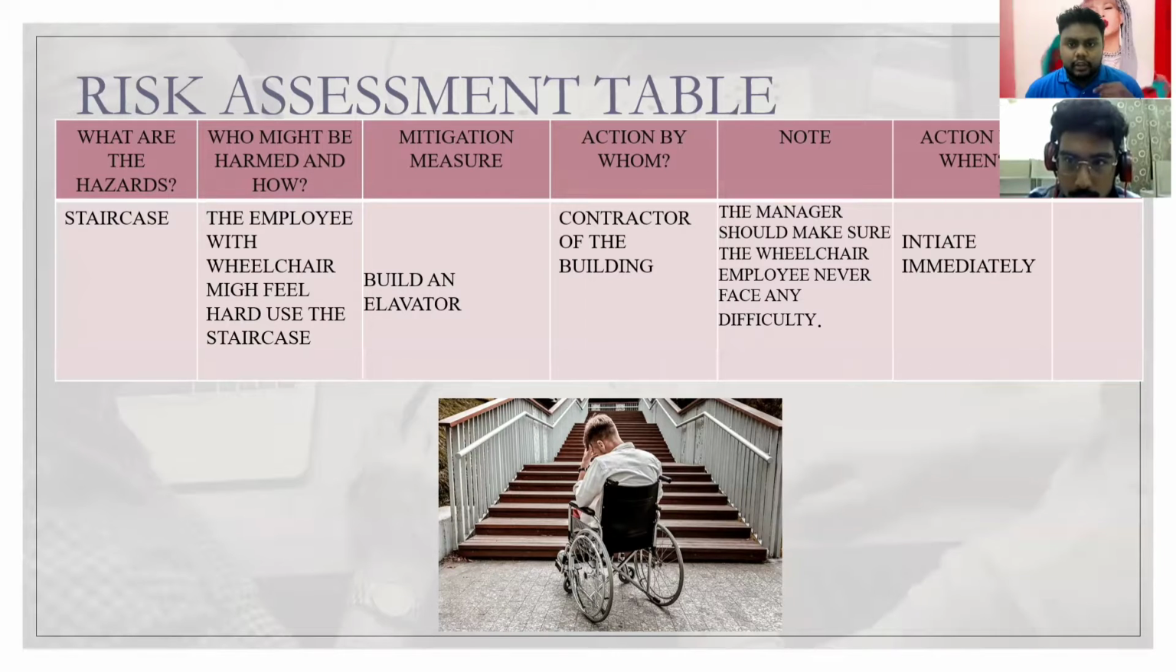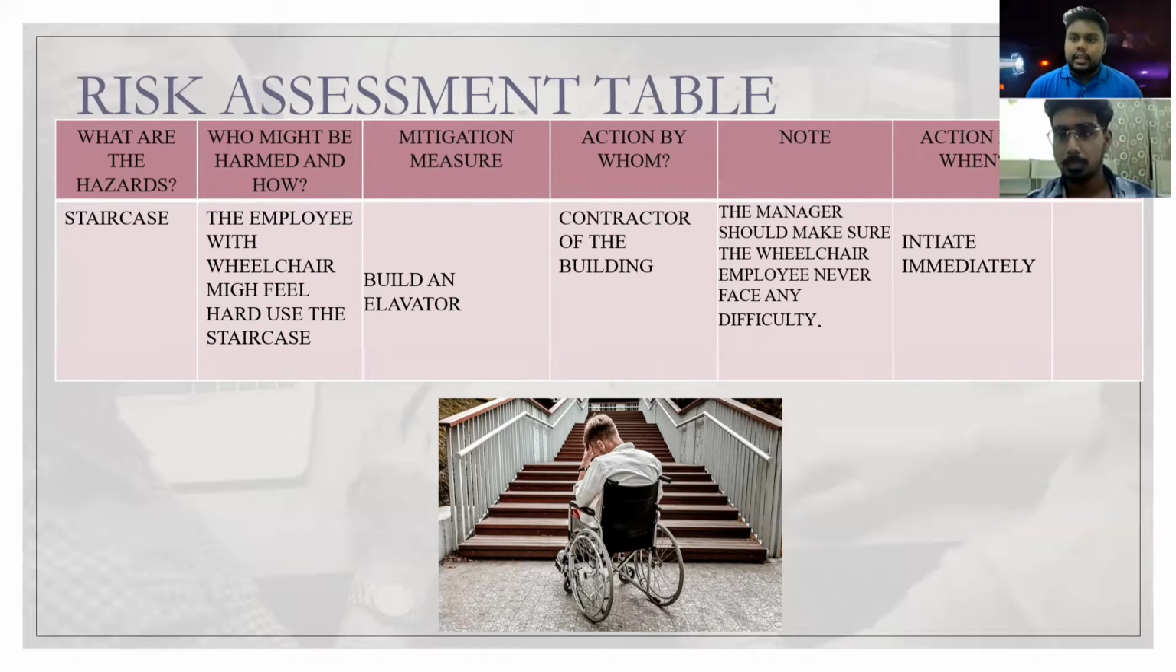For example, if he wants to go to floor number 1, he needs to use the staircase, so it will be hard for him. The mitigation measure is to build an elevator. If we build an elevator, the wheelchair employee can easily move to every floor of the company. Action by whom? The contractor of the building needs to take action by building an elevator. Note, the manager should make sure the wheelchair employee never faces any difficulty. Action needs to be initiated immediately, so the employee with the wheelchair can work easily in the company.